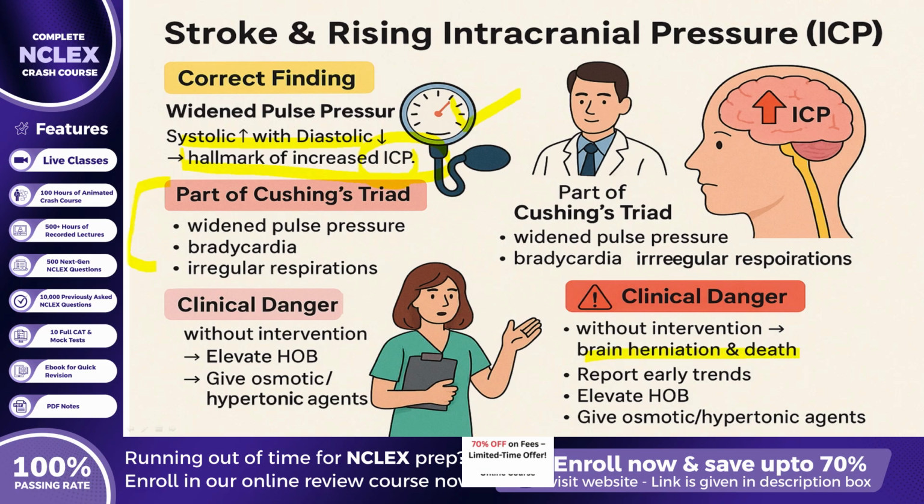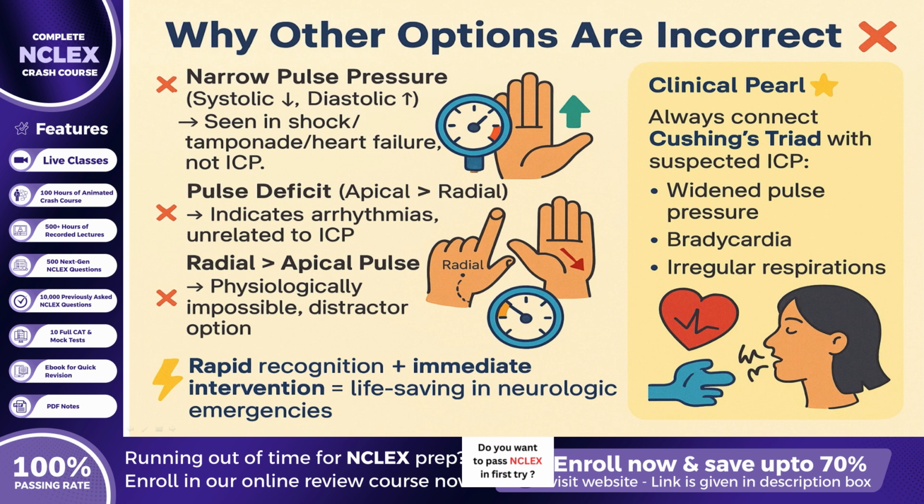Therefore, nurses must be alert to even early trends in widening pulse pressure and report them promptly. Shifting to the second option, this one is incorrect because a drop in systolic pressure with a rise in diastolic pressure narrows the pulse pressure, which is typically associated with hypovolemic shock, cardiac tamponade, or advanced heart failure, but not with increased intracranial pressure. This represents a cardiovascular compromise rather than a neurologic emergency.